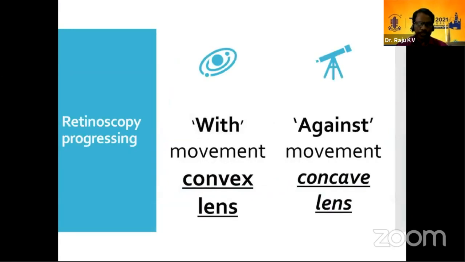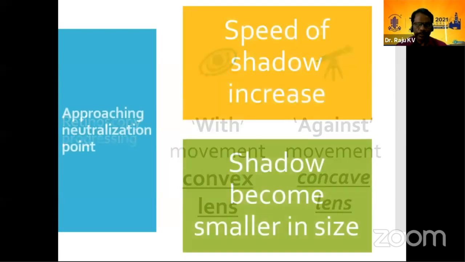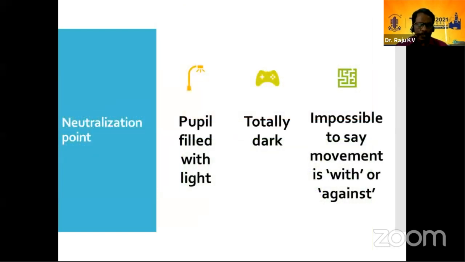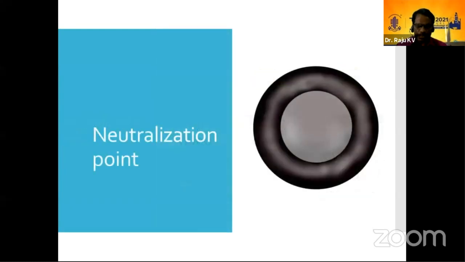And if it is with movement, you have to use a convex lens, and against movement, you have to use a concave lens. And approaching the neutralization, the speed of the shadow increases and the shadow becomes smaller in size. And at the neutralization point, the pupil is filled with light and totally dark, impossible to say movement is with or against. And this is the appearance once you reach the neutralization point. At that point, we can stop the retinoscopy.